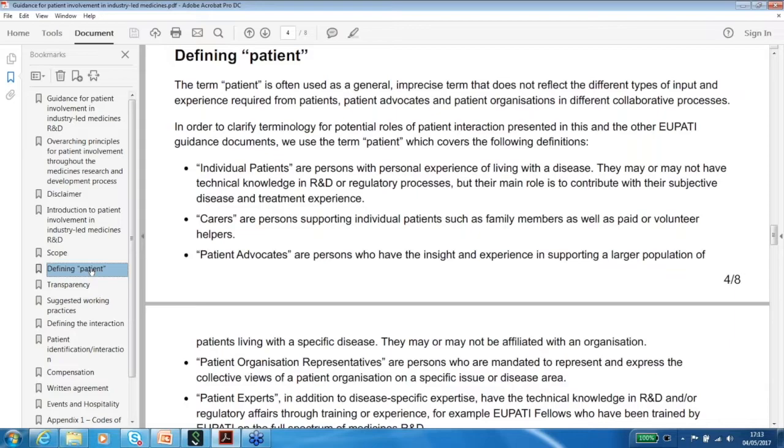Kay, from your experience, have you worked with patient organization representatives, or is it more with individual patients or patients living with a disease and being expert? What type of patients did you interact with?